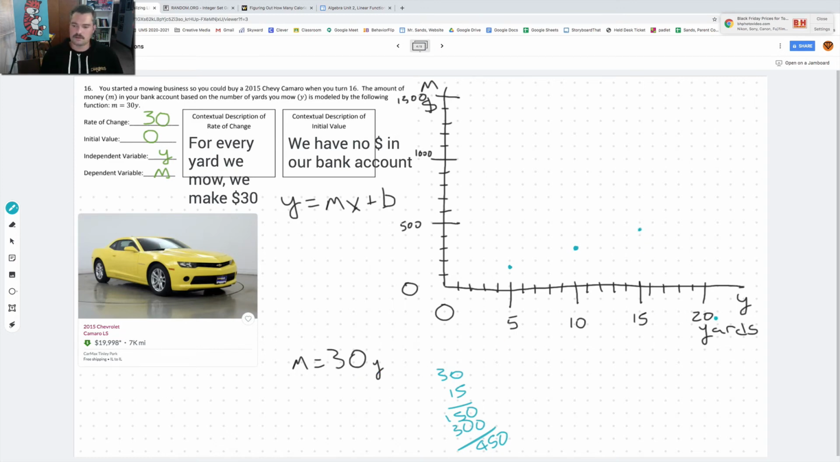And then 20 times 30, that's going to be 2 zeros. 2 times 3 is 6. That's going to be 600. So that's 100, 200, 300, 400, 500, and 600. So you see there's a pretty gradual straight increase there. Can I actually draw this as a straight line? I'm going to try.